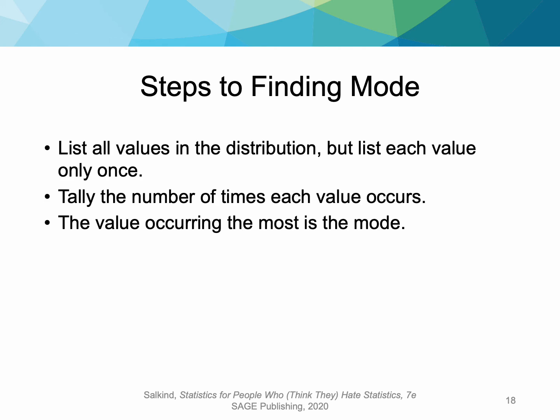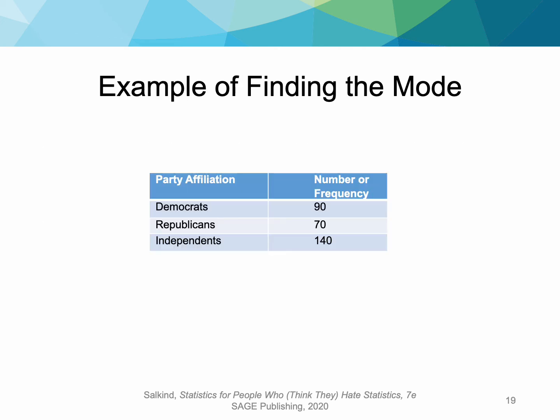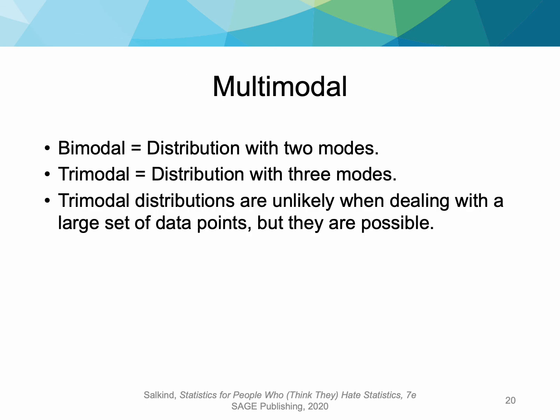List all values in the distribution, but list each value only once. Tally the number of times each value occurs. The value occurring the most is the mode. Here's an example of finding the mode. Here are some examples of different types of multimodal distribution.